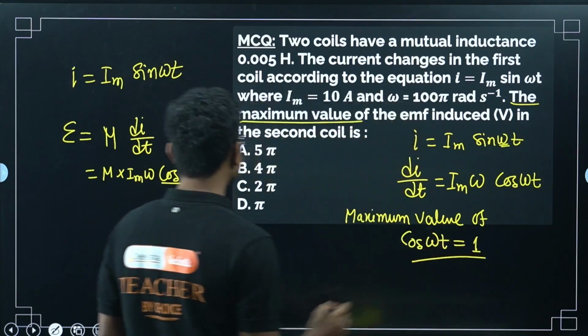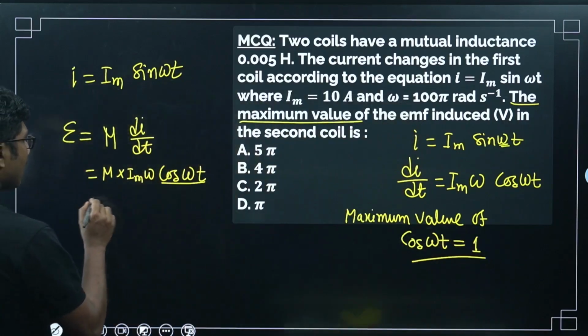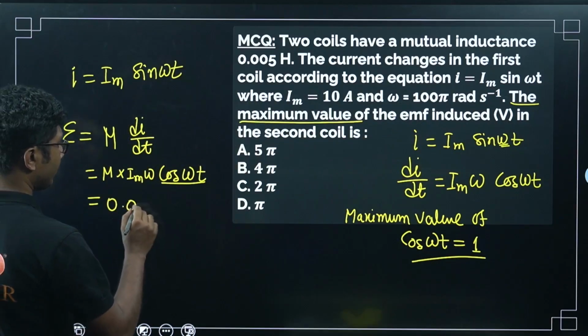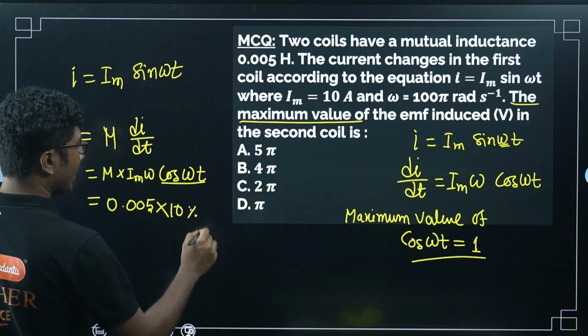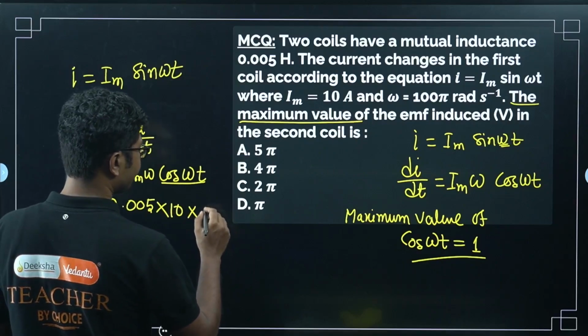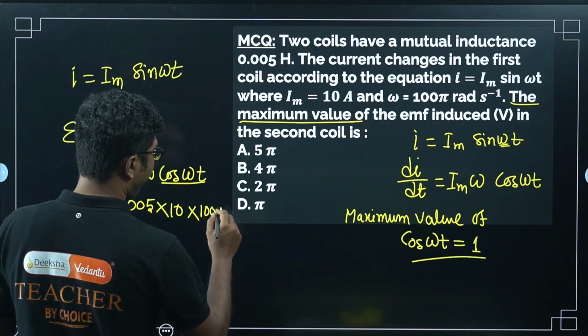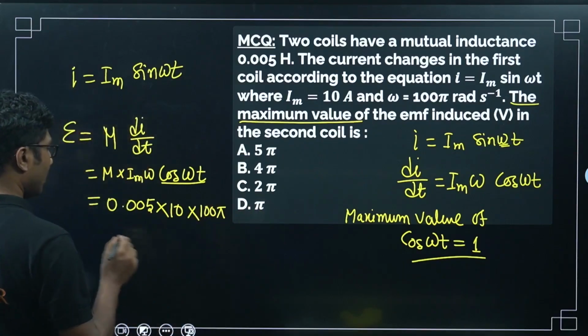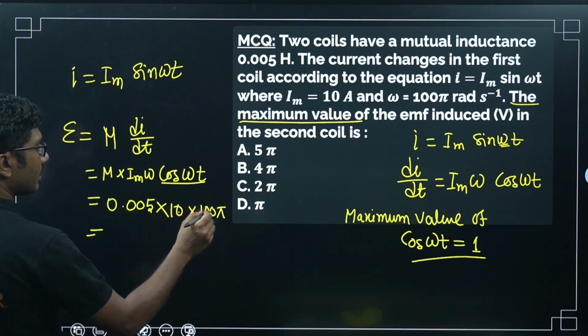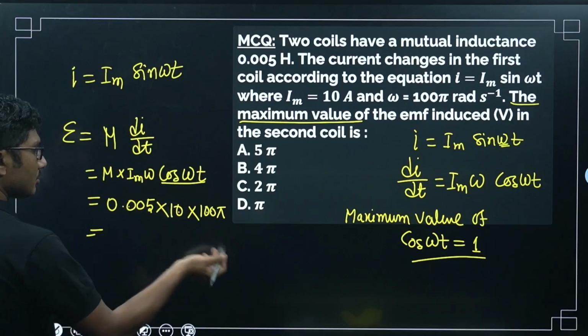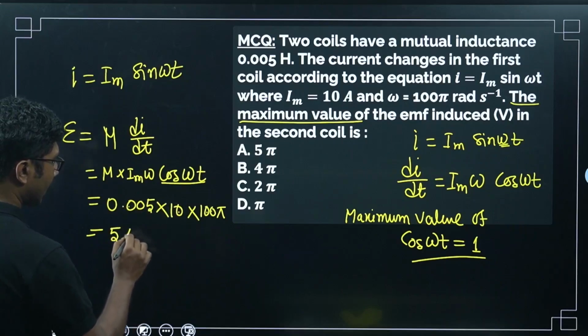Right? So we just simply put this value here. M is given 0.005, Im is given 10, omega is given 100 pi, and cos omega t is 1. Okay, so simply we will get how many zeros? 1, 2, 3. 3 zeros, 3 decimals. So simply it will become 5 pi.